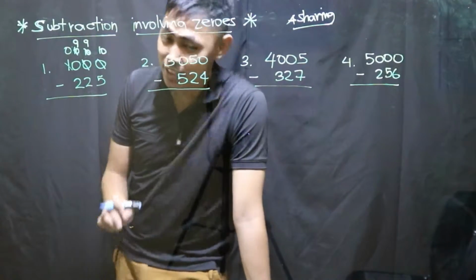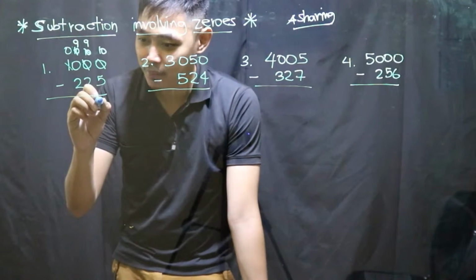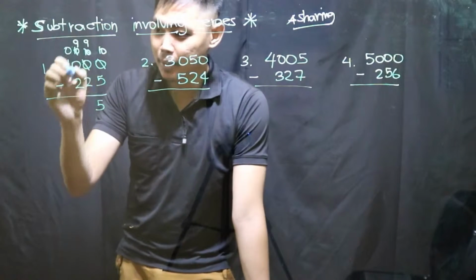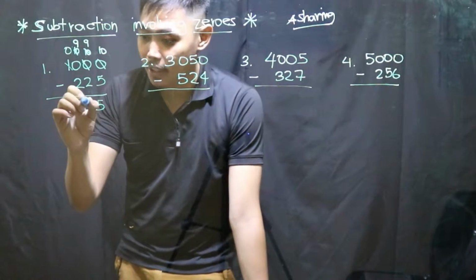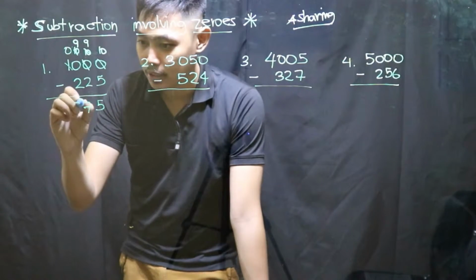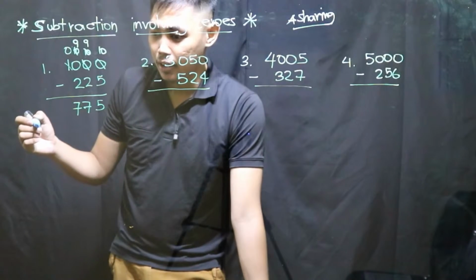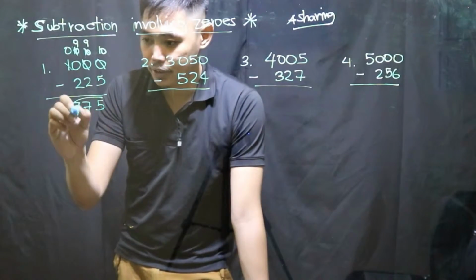So, we can proceed with subtraction now. 10 minus 5, we have 5. And then 9 minus 2, that would be 7. And then 9 minus 2, that would be 7. So, our answer is 775. This is our difference.